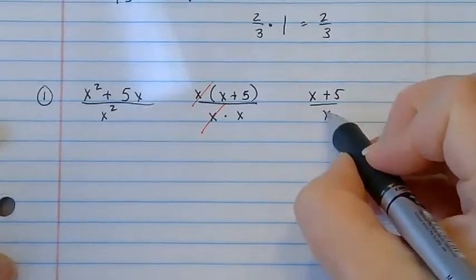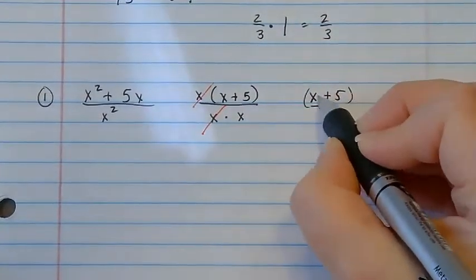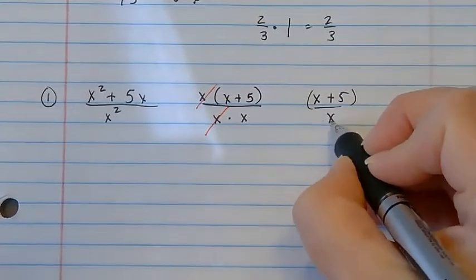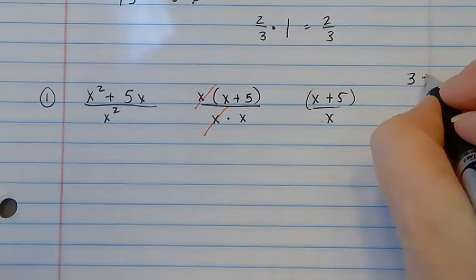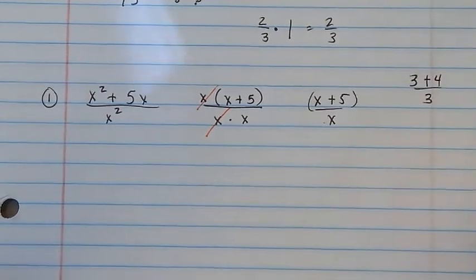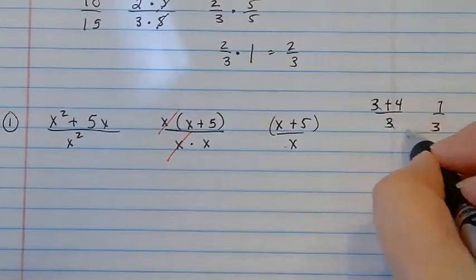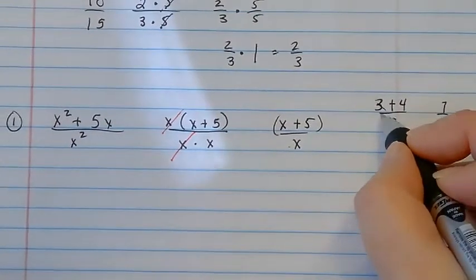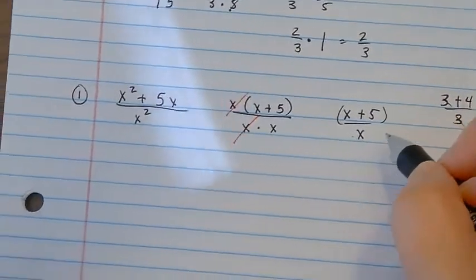These two x's can't cancel because this is a factor of x plus 5. So this whole thing would have to cancel with something down here in order to cancel out. Kind of like if you had 3 plus 4 over 3, that would be 7/3. But you couldn't just cancel the 3's, right? So it only works if this entire thing will cancel with something on the bottom.